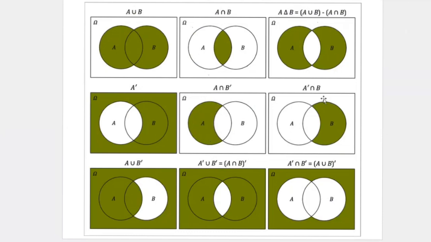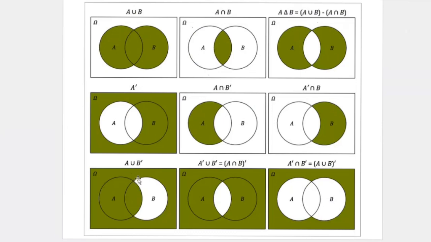And then the same thing applies here. This is A prime intersection B, where everywhere else that is not A is A prime, and then you're intersecting that with B. Now, if you intersect the whole of this rectangle and the circle of B with B itself, you can see that the meeting point that you have is here, of course.